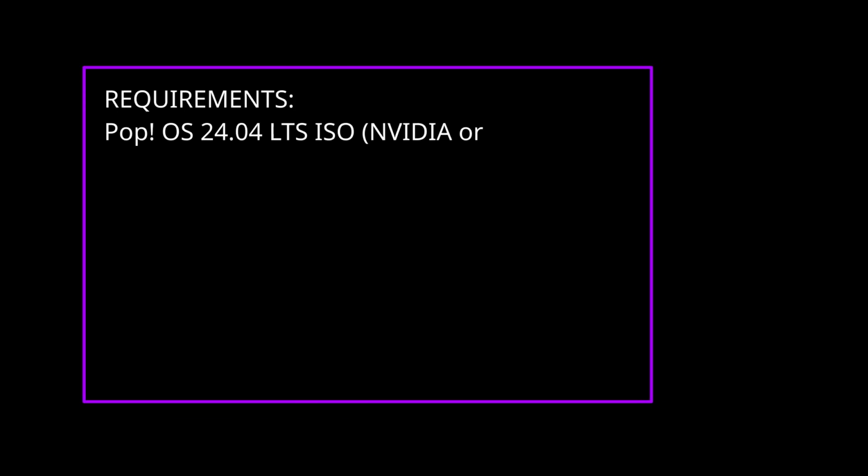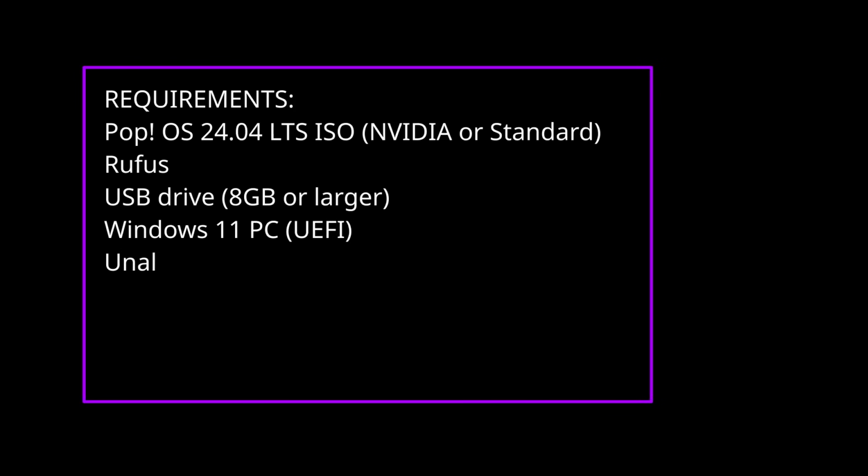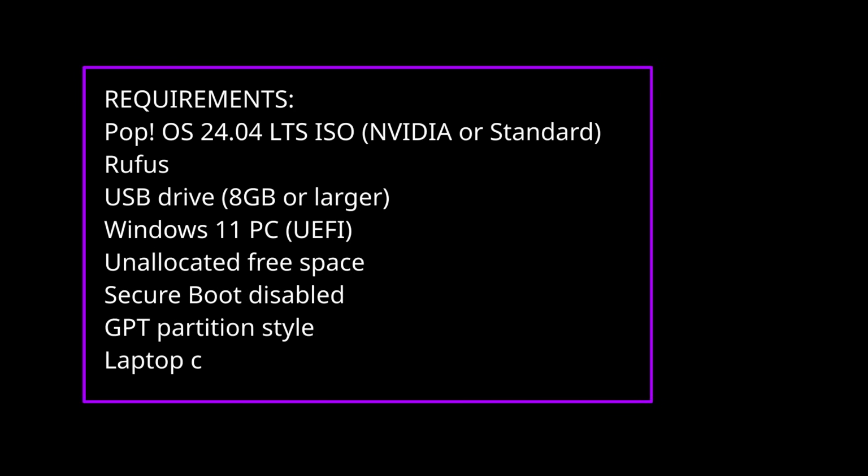Before we start, make sure you have a few things ready. You'll need a Windows 11 PC running in UEFI mode, an empty USB drive for the installer, and some free space on your internal SSD. If you're using a laptop, this is very important: connect it to a power source before starting the installation. Power loss during disk operations can cause serious problems. Also, secure boot must be disabled, and since this is a Windows 11 system, the disk will already be using GPT, which is exactly what we want.